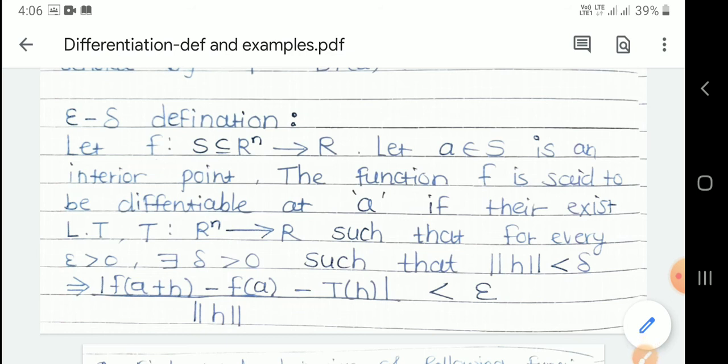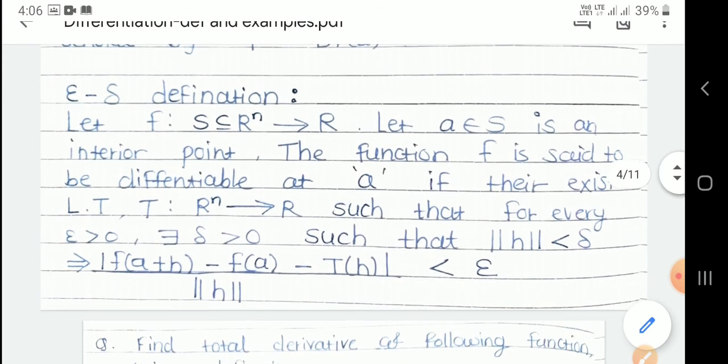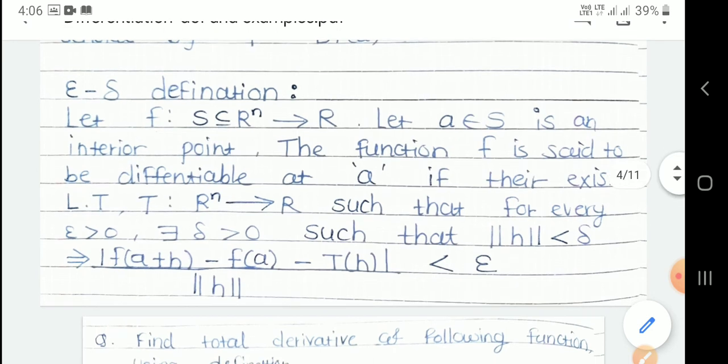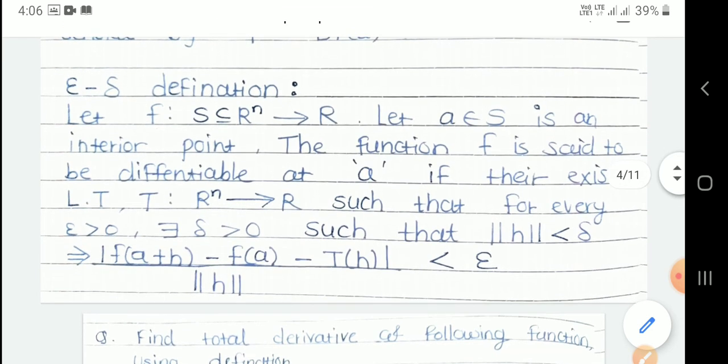Same definition, there we had taken the limit. Limit h tends to 0 of f of a plus h minus f of a minus T of h upon norm h tends to 0. This is converted into the form of epsilon delta definition. For epsilon greater than 0, there exists delta greater than 0 such that if norm h is less than delta, then modulus of f of a plus h minus f of a minus T of h upon norm h is less than epsilon. So using this definition, we have to find the total derivative of the function.